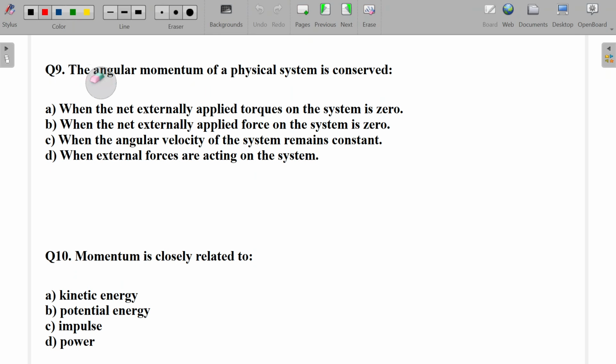Question 9. The angular momentum of a physical system is conserved: A, when the net externally applied torque on the system is 0; B, when the net externally applied force on the system is 0; C, when the angular velocity of the system remains constant; D, when external forces are acting on the system. What's the answer?